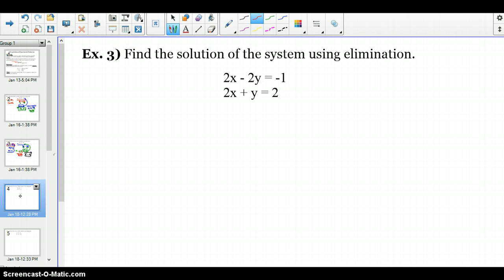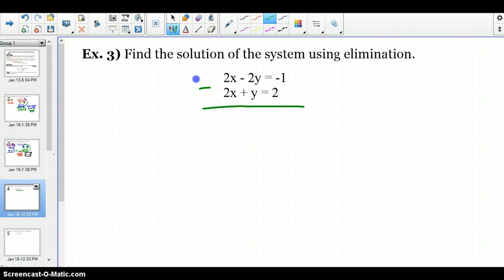So if I were to add these two equations together, you don't have to write this down, you would end up getting 4x, and then negative 2y plus y gives minus y is equal to 1. And so the problem is you haven't eliminated any variables. So we're going to do something different. We're going to erase that. And what I'm actually going to do is subtract the two equations.